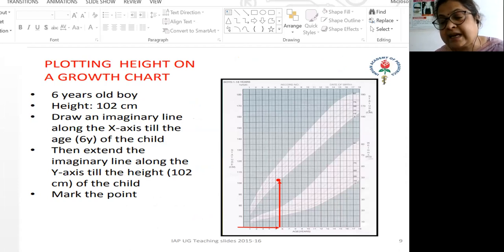So you know this is the x-axis and this is the y-axis. Suppose we are taking an example of a 6-year-old child whose height is 102 centimeters. Draw an imaginary line along the x-axis at the age of 6 years. So here is the 6 years of the child. Then extend the imaginary line along the y-axis till the height of 102 centimeters is reached and mark this point. So this will be the height of your child on this growth chart.